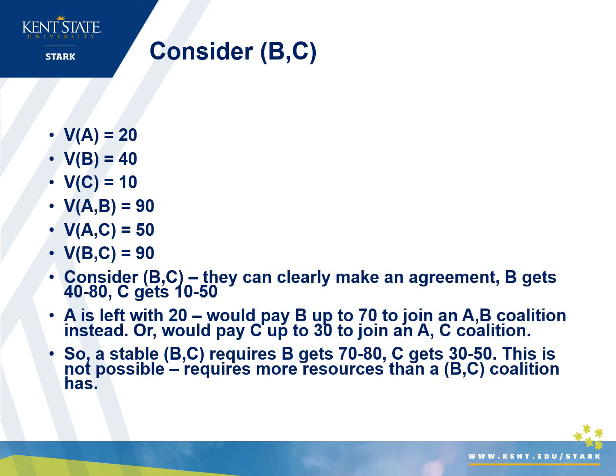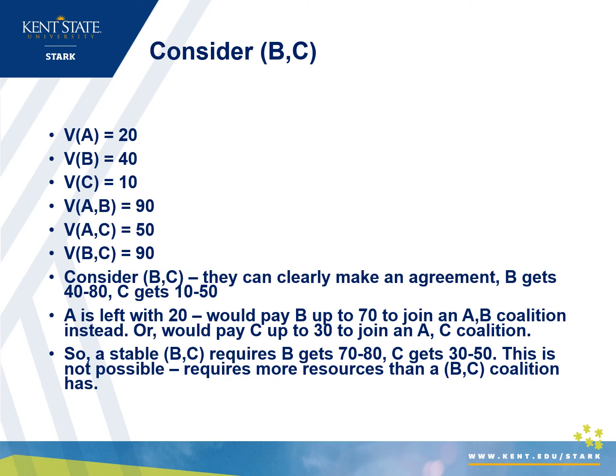Okay. We know that A is going to be left with 20. Now they could pay B up to 70 to join an AB coalition instead. It looks like B could get up to 80 out of the BC coalition, so it looks like they wouldn't be able to bid away B. Or they would pay C up to 30 to join an AC coalition. After all, an AC coalition would pay 50, A would need 20 of that, so that's 30 that they could offer to C. So again, it looks like a BC coalition could pay more than those 30.